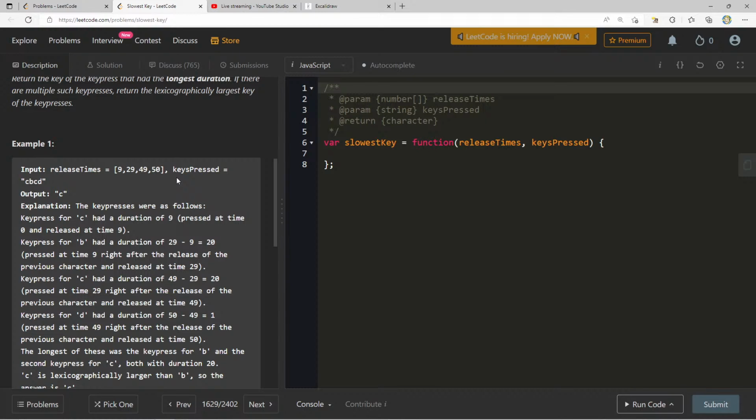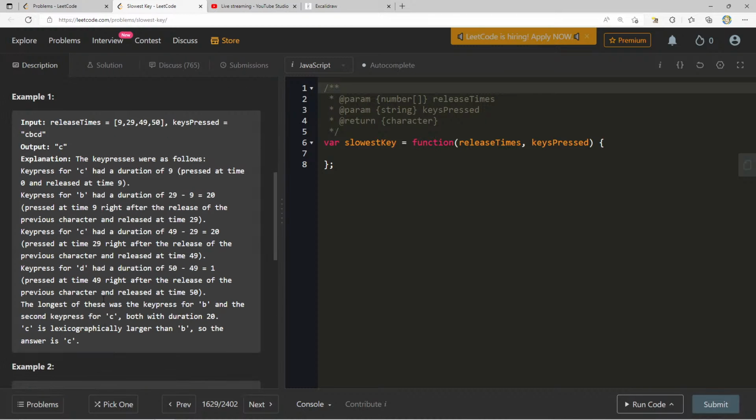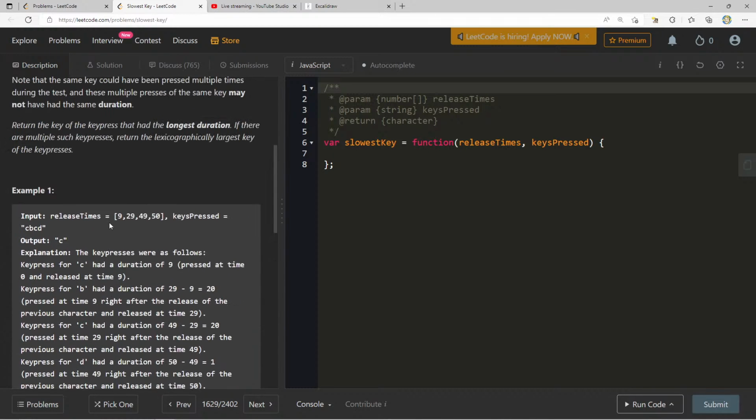Okay. Key press for C had a duration of 49 minus 29. Key press for D had a duration of 50 minus 49. The longest of these was the key press for B and the second key press for C, both with duration 20. C is lexicographically larger than B, so the answer is C.